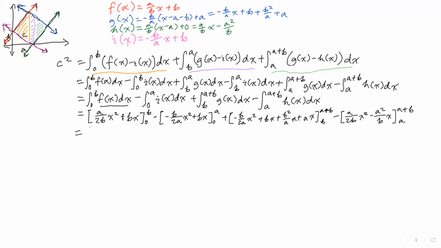This would be a over 2b times b squared, which is just ab over 2. Then that'd be plus b times b, which is b squared, minus 0. And then minus b times a squared. That'd just be negative ab over 2 plus ab. And let's just distribute the negative real quick.